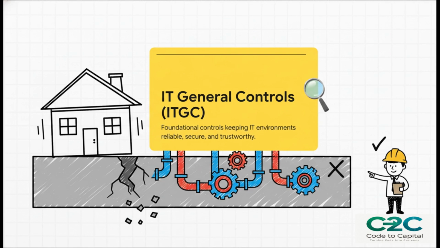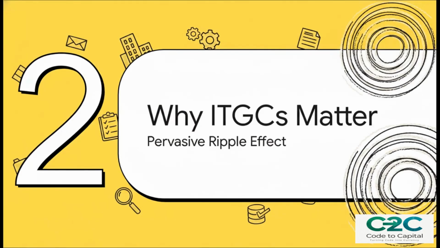If the IT environment is well controlled, auditors can sleep at night knowing they can trust the data inside the applications. But if that foundation is weak, no way. We can't trust anything the system spits out because someone could have silently changed the data without anyone ever noticing. Which brings us to Section 2, why ITGCs matter, the pervasive ripple effect.